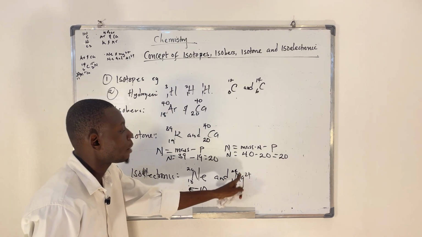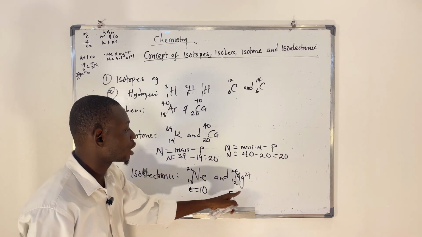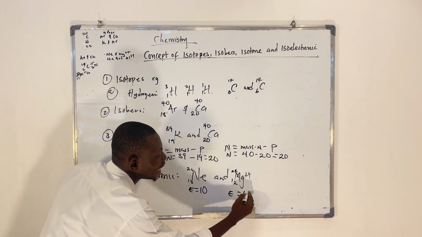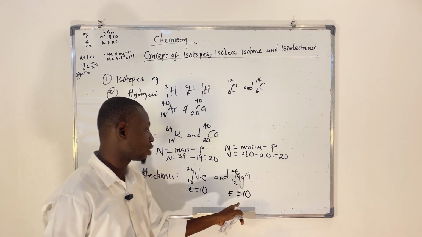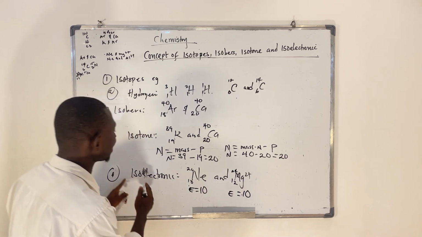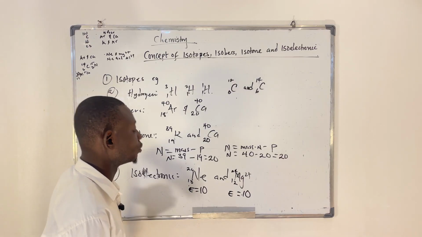Looking at magnesium, the atomic number is 12. But because magnesium loses 2 electrons, the electrons will not be 12 too. It simply means 12 minus 2, you are going to have 10 electrons. Looking at isoelectronic, they both have the same number of electrons.